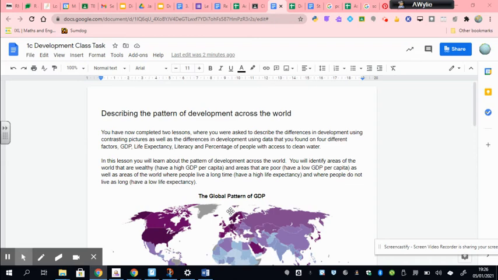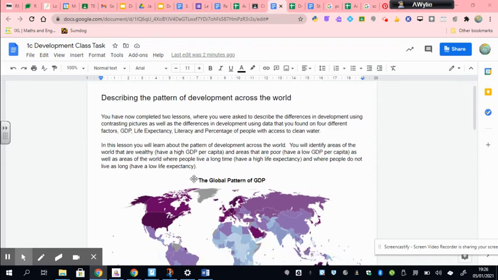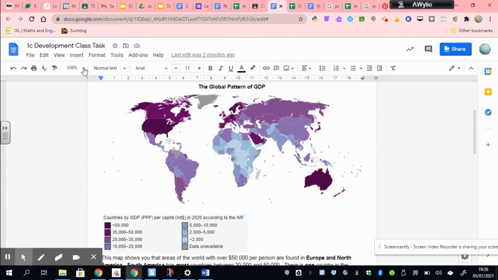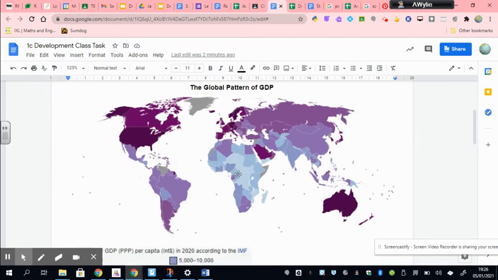And that's where I want to start with today's lesson, because on your screen, you can see a map of the wealth of countries across the world. I'm just going to zoom in on that a bit larger. And you can see that each country has a color, and that we're starting with very light blue and it's moving up to very dark purple.